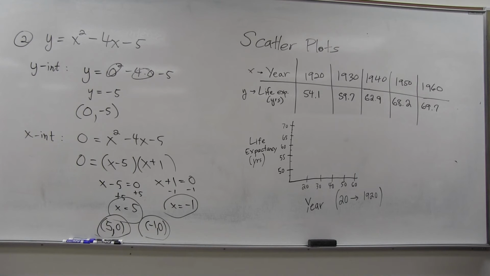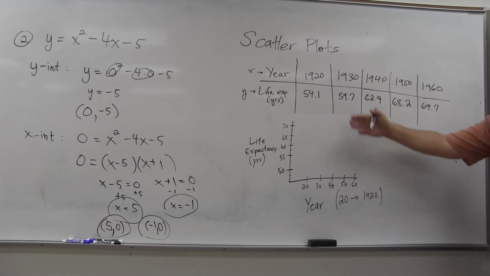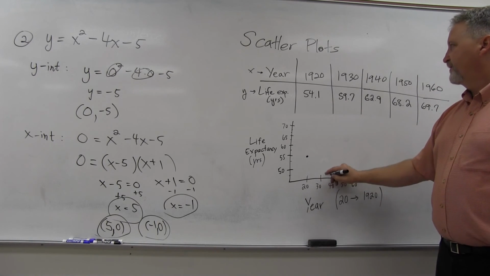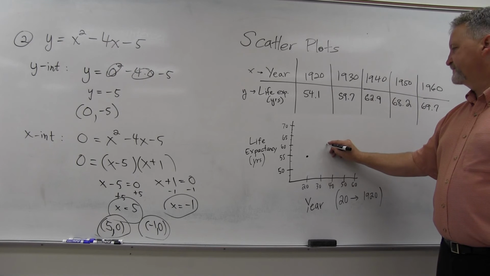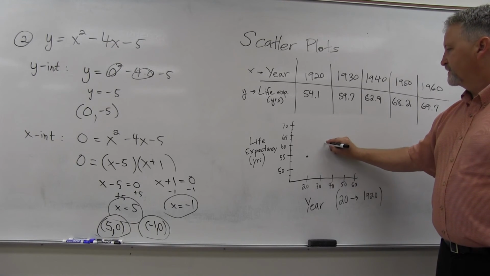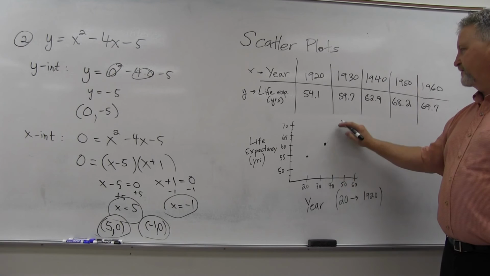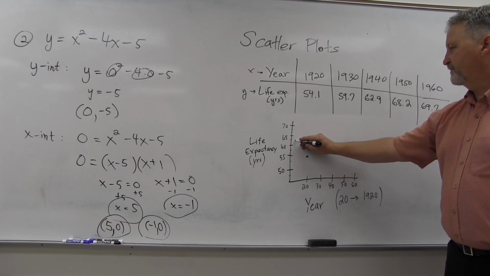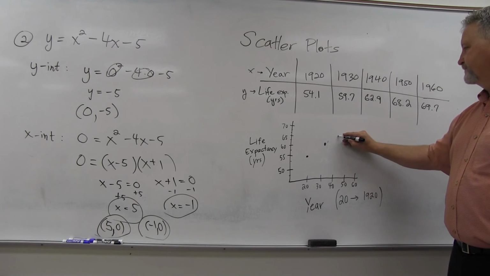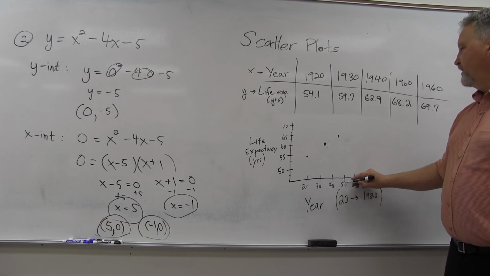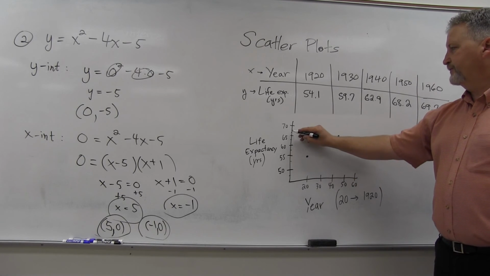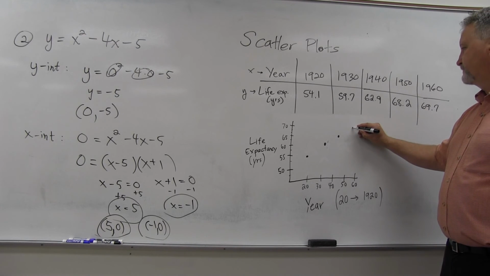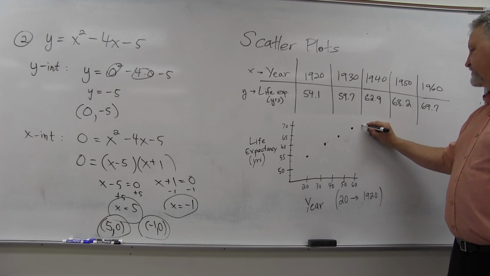All right, and then it's just plotting the data. We've got 20 is 54.1, and 30 is 59.7. Yours probably looks better, you've got the grid there. 40 is 62.9, so let's say that's right about there. And 50 is 68.2, right there. And that's almost 70 for 60.